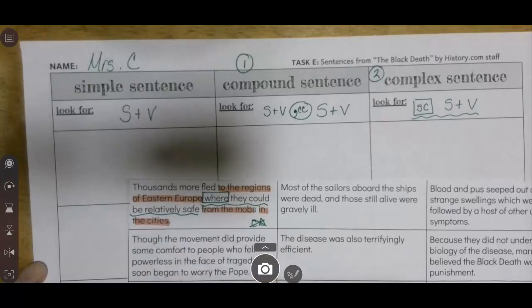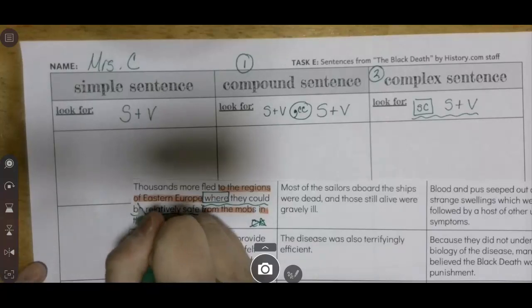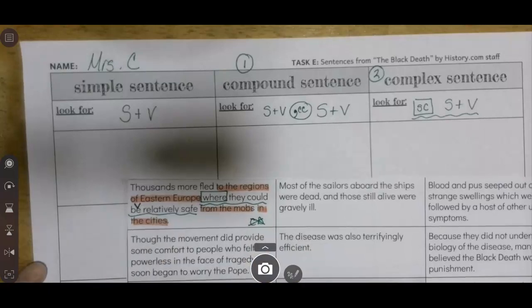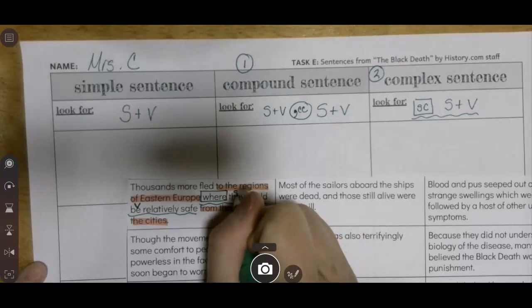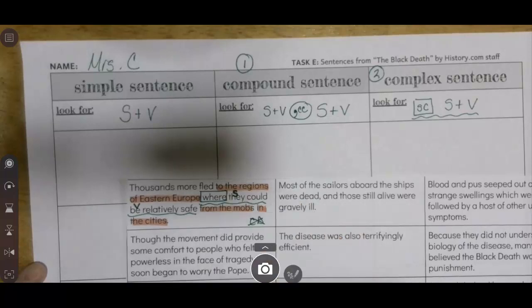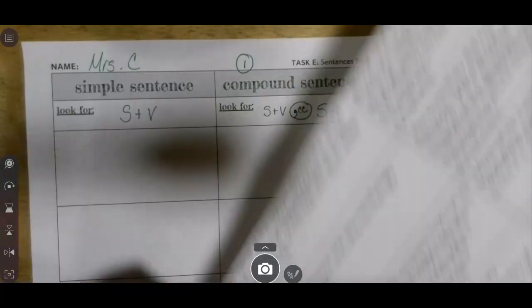Now, to make sure that it's a dependent clause, I've got to find a subject and a verb. Now, I know that be is a verb. So now I can ask myself, who could be relatively safe? They could be relatively safe. And so since I found a dependent clause that has a subject and a verb after it, then I know that this sentence is complex.